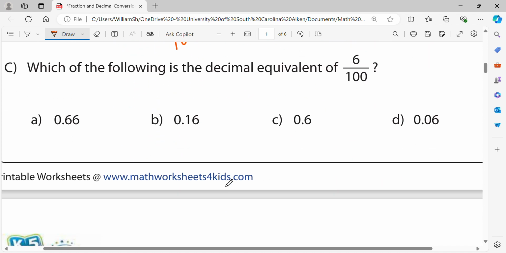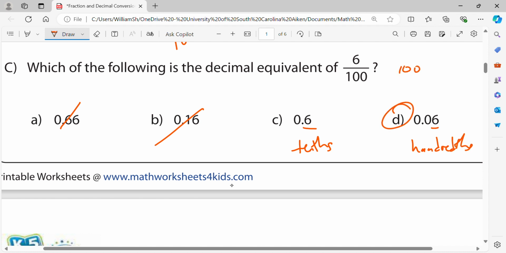Alright, let's look at question C. Which of the following is the decimal equivalent of 6 over 100? Now, 6 over 100. 6 in the hundredth place. We don't have 2 6's. We don't have a 0.16. Now, 6 in the hundredth place. So obviously, these two are no-goes. 6 in the hundredth place. Remember, this is the tenths place. The second one is the hundredths place.